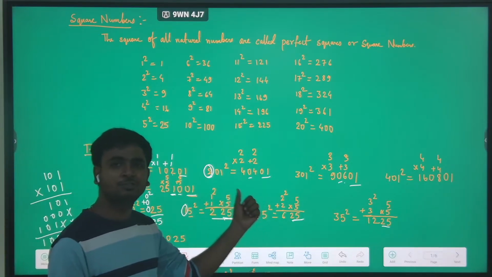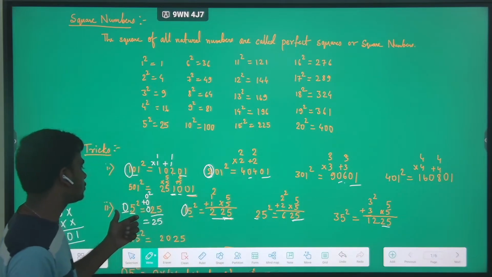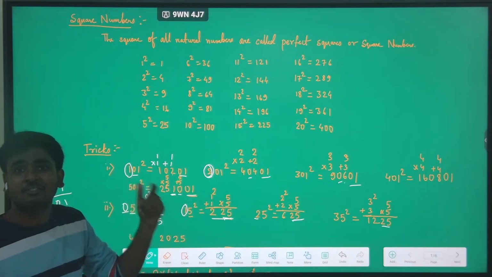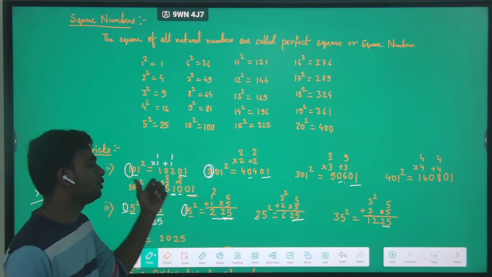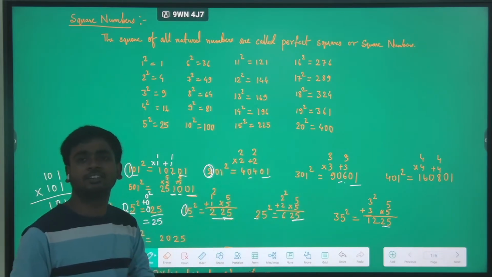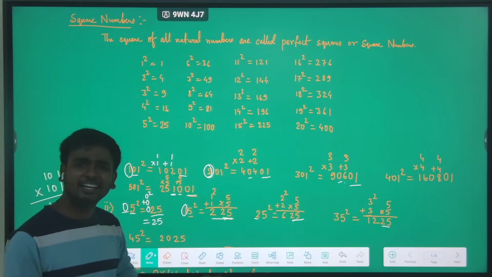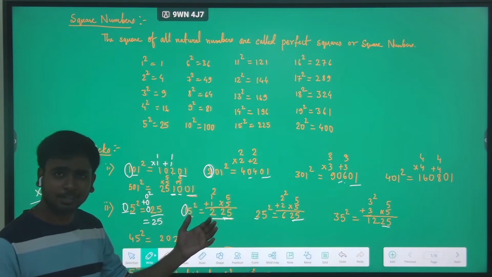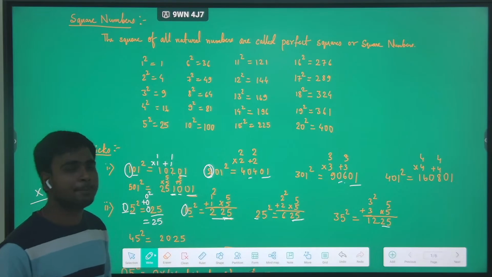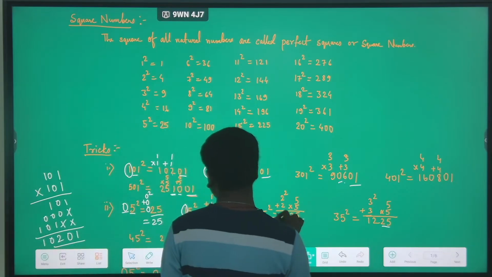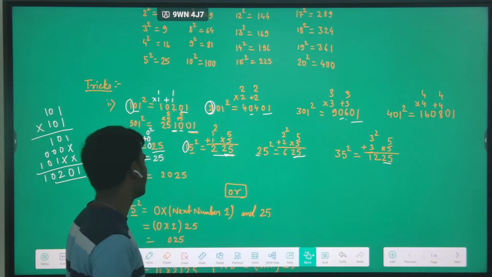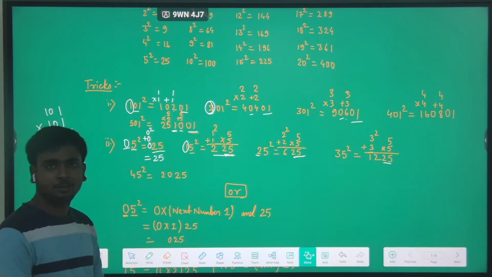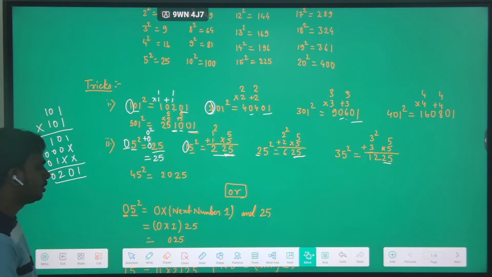This is a simple trick which we will use to find the squares of numbers ending with 5. For example, 5 square, 15 square, 25 square, 35 square, 45 square, any number ending with 5, when we are going to find the square of that number, we will use this trick. Okay. Now, there is one more trick.